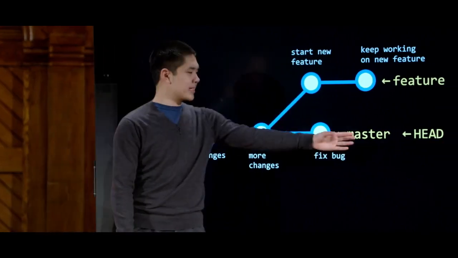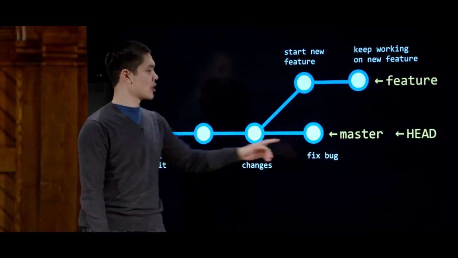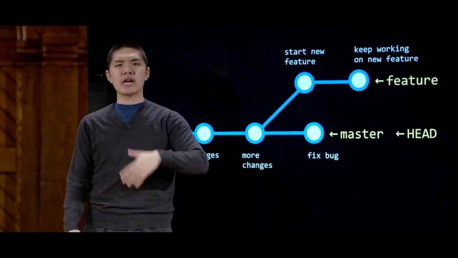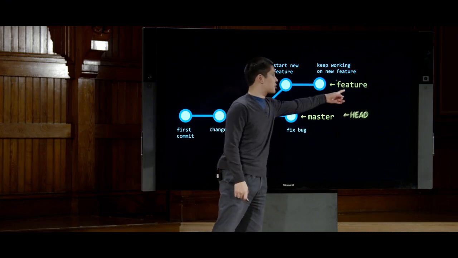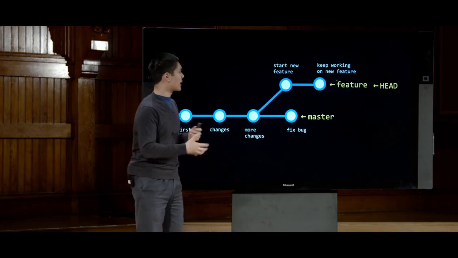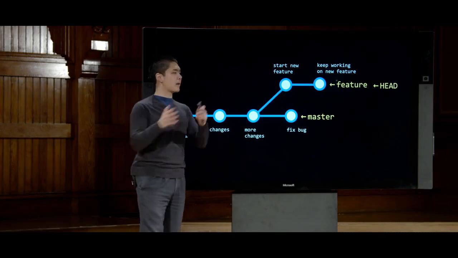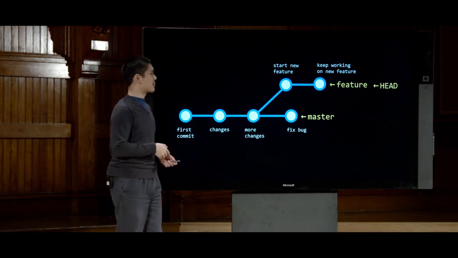So if head is pointing to master, that means your repository right now is working on this branch where you fixed the bug. But you can change the head. You can switch what branch you want to look at. And you can check out the feature branch and say, let's look at that branch and begin working on that as well. And you can begin working on these different branches by switching where your head is, switching from one branch to another and then back again.